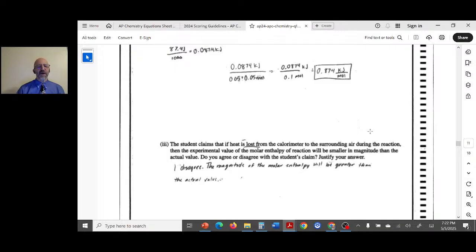All right, student claims about the whole heat is lost. They say, I disagree. So they do not earn the point in part E-III because they incorrectly indicate that the magnitude of the molar enthalpy would be larger, not smaller.